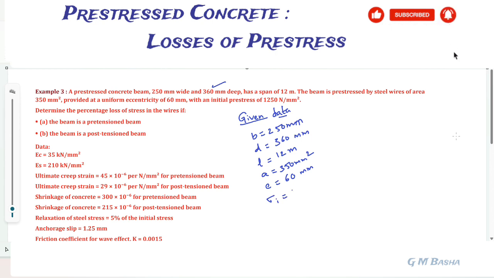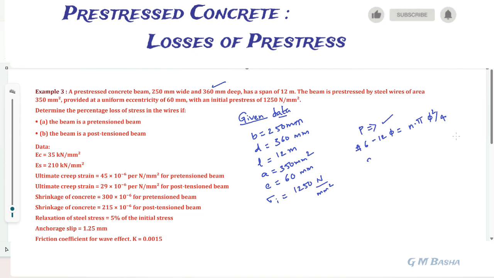sigma i, or sigma 0, you can take sigma 0 also, whichever is convenient for you. Sometimes they will give the prestressing force directly like this, then you can take the prestressing value directly. Sometimes they will give 6 numbers of 12 dia like that. At that time you can calculate the area with the formula n into pi d square by 4. So you will get 6 into pi d square by 4 like that. But here what have they given? They have given sigma i and area. So you know the condition: prestressing force will be equal to stress into area.